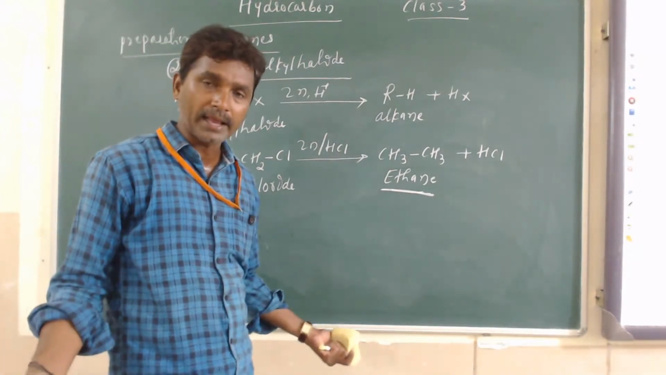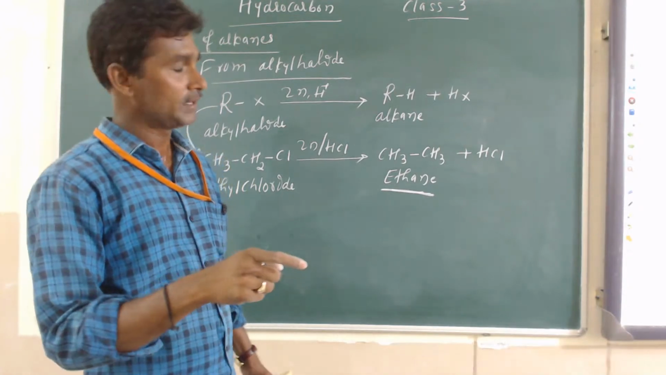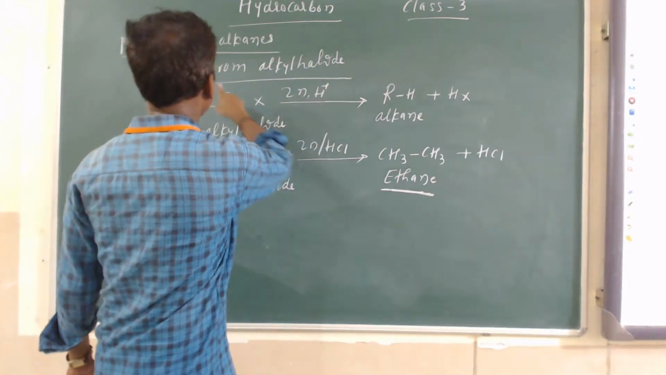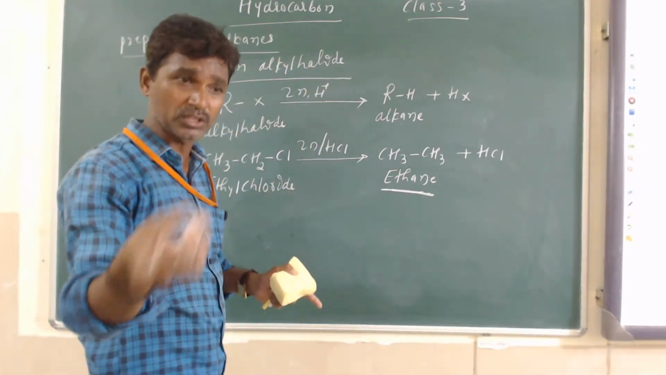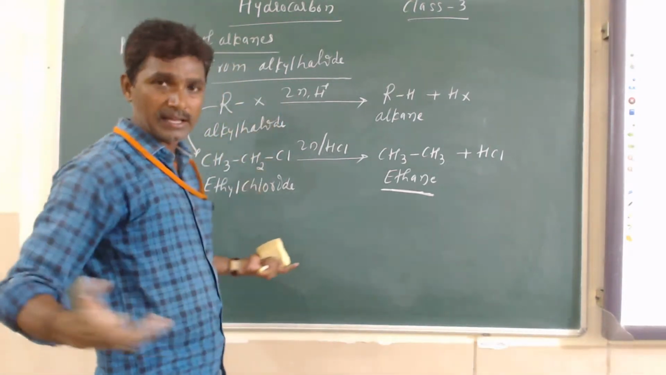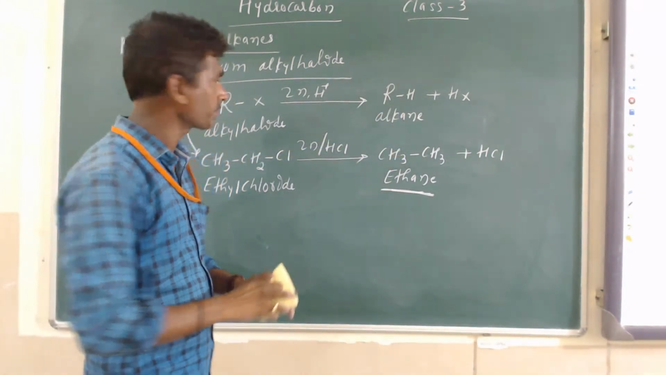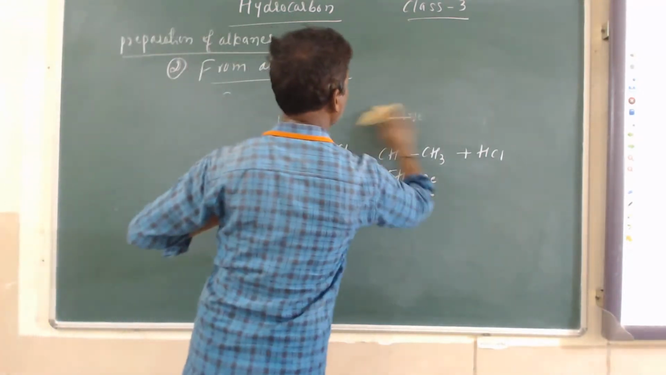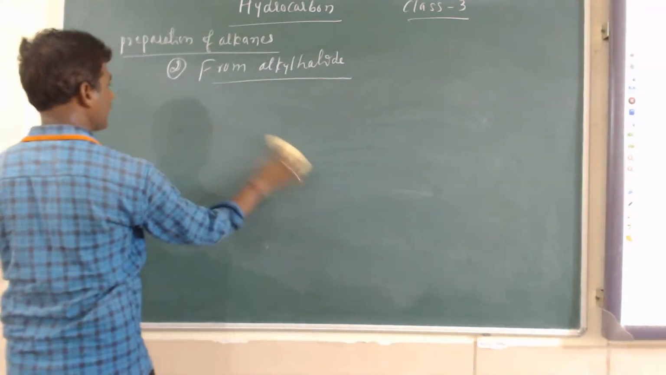So how do you prepare alkane? Alkanes are prepared from unsaturated hydrocarbons and from alkyl halides. This is the second method of preparation. The first reaction is alkyl halide on reduction with zinc and hydrochloric acid, which gives alkane. The second reaction is also from alkyl halide.